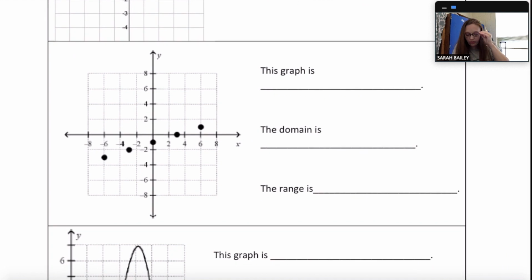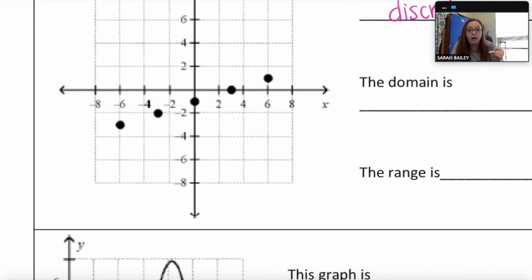All right, so this time, this graph is not continuous. This graph is discrete. It's a set of ordered pairs. So what about our domain and our range? Remember, domain is a set of x values, range is a set of y values. So for this one, it's probably going to be easier to note what the ordered pairs are, and then we can just pull off the x and the y values.